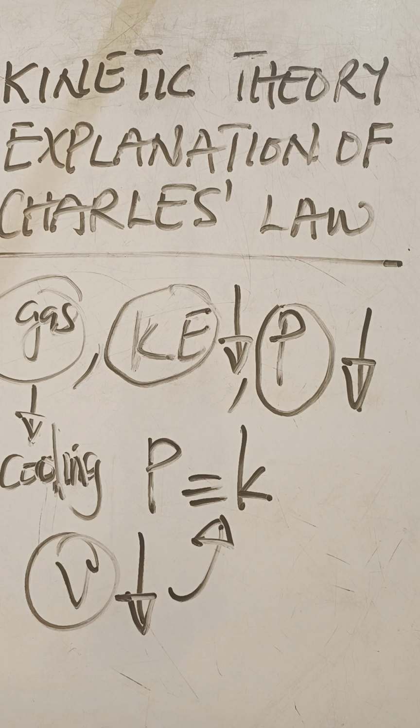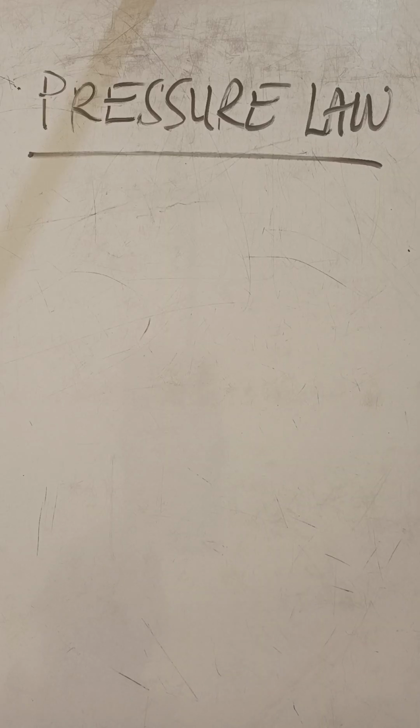Again, if the gas is undergoing a cooling process, the kinetic energy of the gas molecules decreases. And when this happens, the pressure of the gas decreases. When the pressure of the gas decreases, it will mean that we have not obeyed Charles's law. And in order to correct this and to keep the pressure constant, we need to reduce the volume of the gas. In this case, when the volume of the gas decreases, then the pressure can be kept at a constant state. Now let us quickly look at the pressure law.